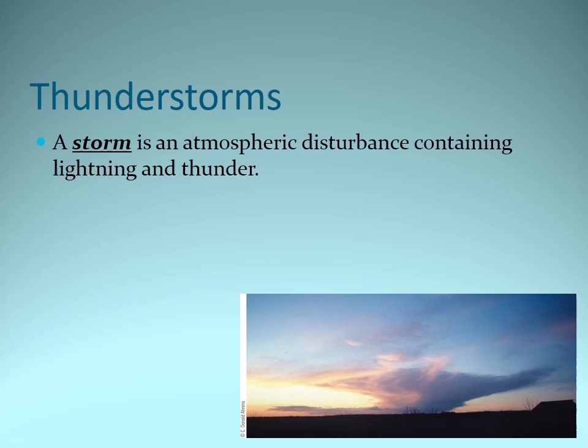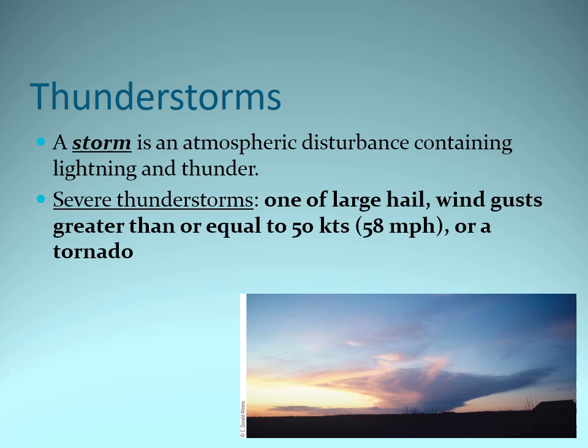Severe thunderstorms, which are much more dangerous, have a little bit more of an arbitrary but important definition. This definition is based off of the National Weather Service. It's one with large hail, wind gusts greater than 58 miles per hour, or one that has a tornado.